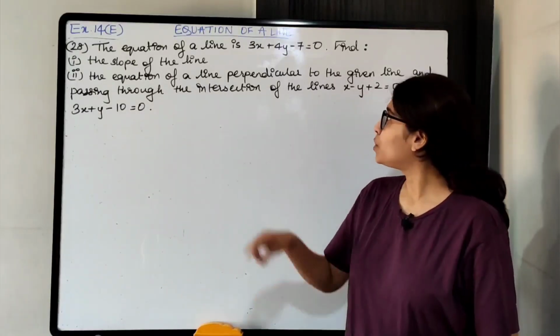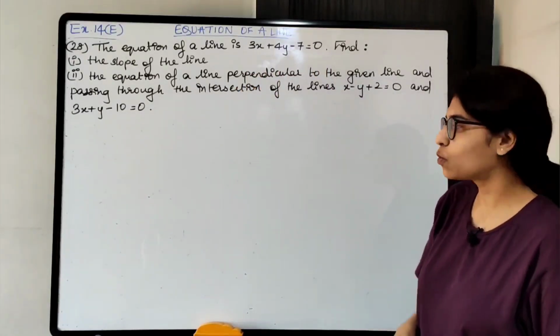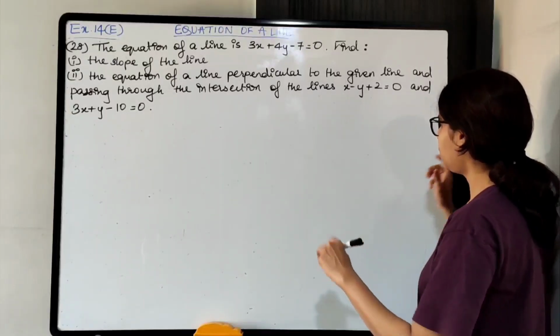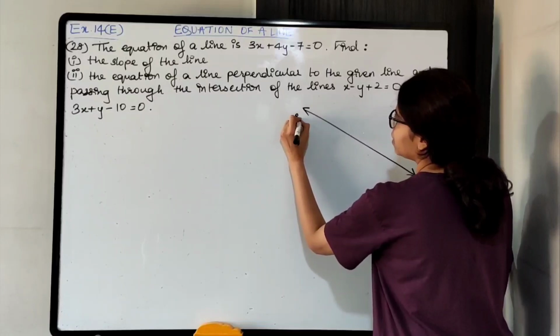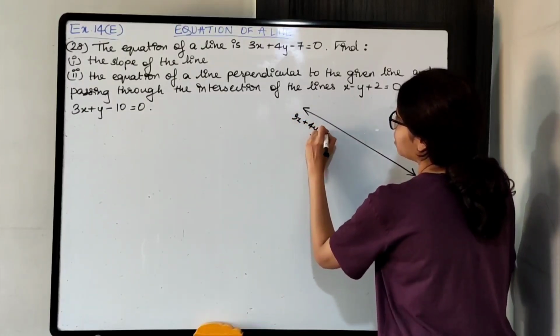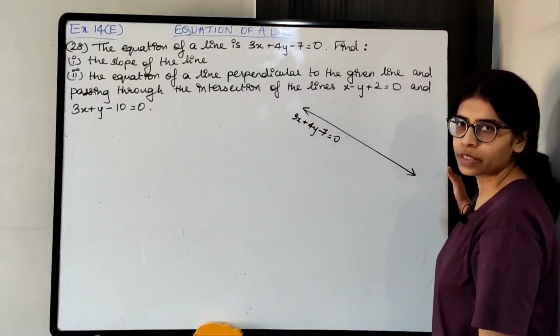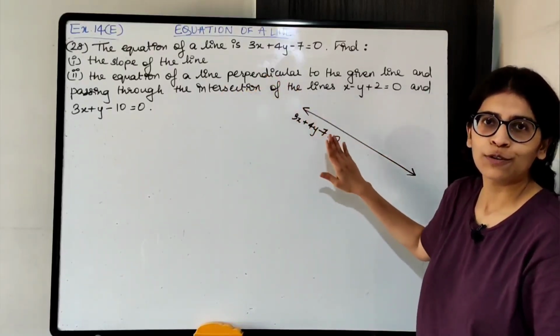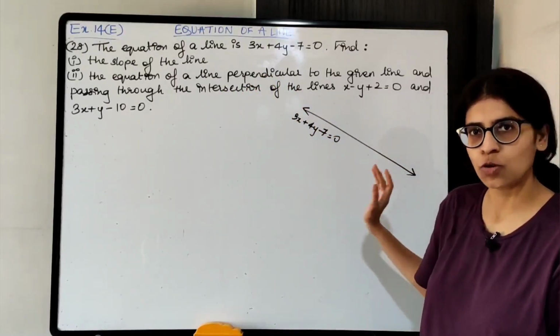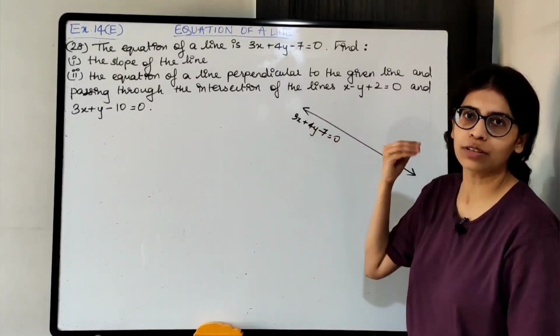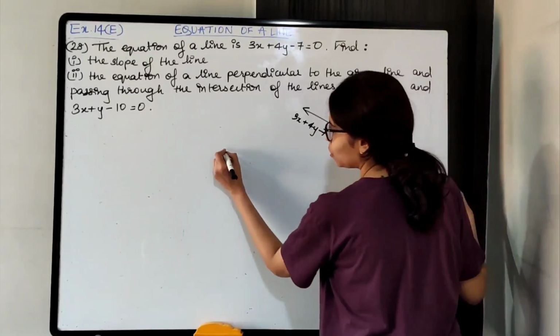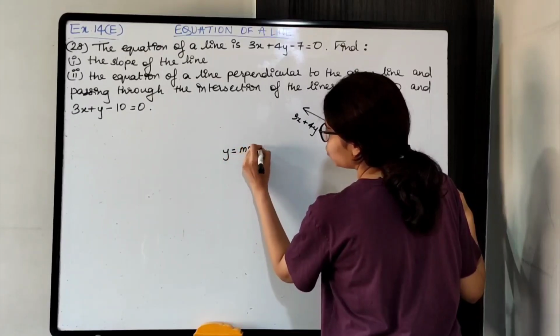There is a line whose equation is given. Okay, so draw a line. 3x plus 4y minus 7 equals to 0. First we need to find the slope of this line. बहुत easy है, slope find करना बहुत easy है, because all you have to do is bring this equation in the standard form. What is the standard form of equation of a line? y equals to mx plus c.